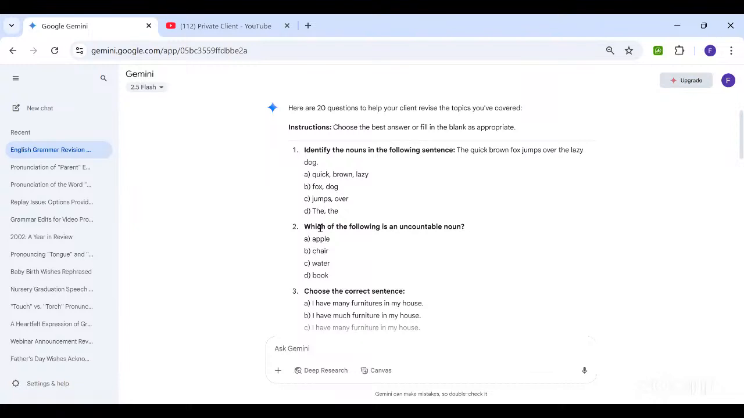So number 1 says, identify the nouns in the following sentence: the quick brown fox jumps over the lazy dog. Can you please identify the nouns in that sentence? Fox and dog. Very well.